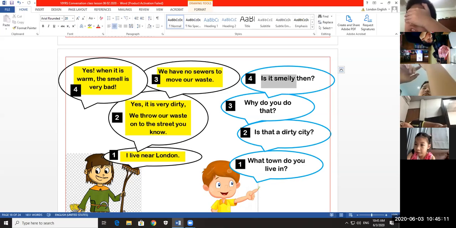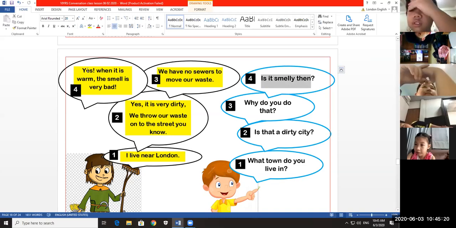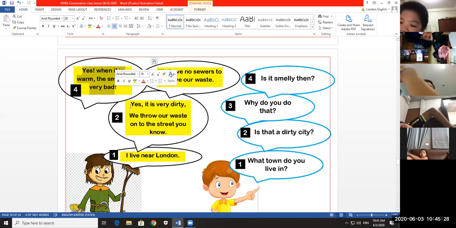Is it smelly? Is it smelly then? Yes, well, it is warm. The smell is very bad. Okay, well done.